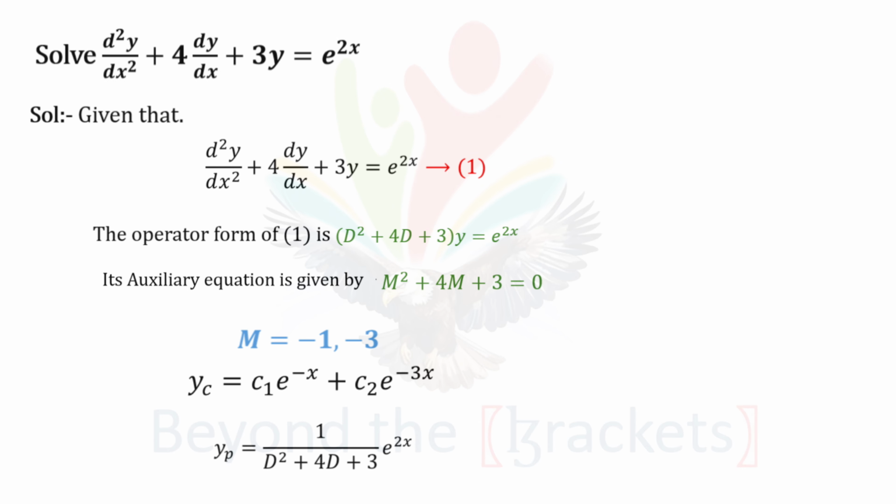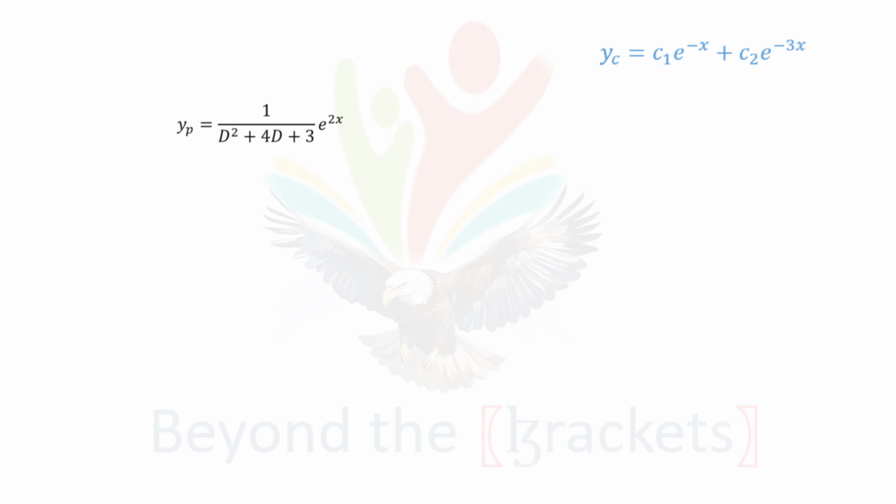Since the RHS is an exponential function, this comes under type 1. For type 1, we'll replace D with a, which is the coefficient of x. Here it is 2. Substitute D is equal to 2 in the operator form. We get D square will be 4, 4D will be 8, plus 3, which will be e power 2x by 15.